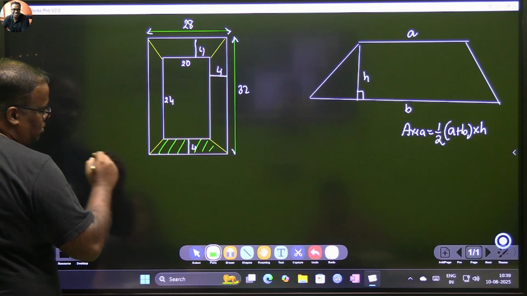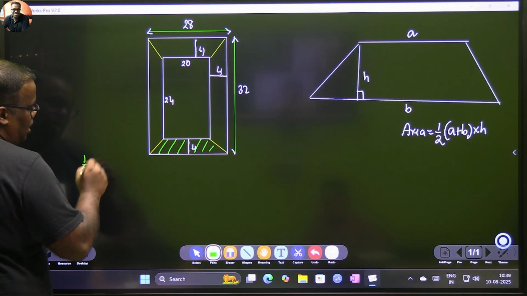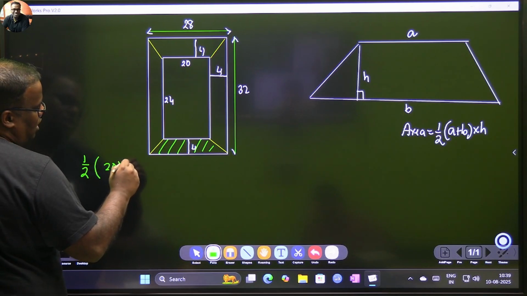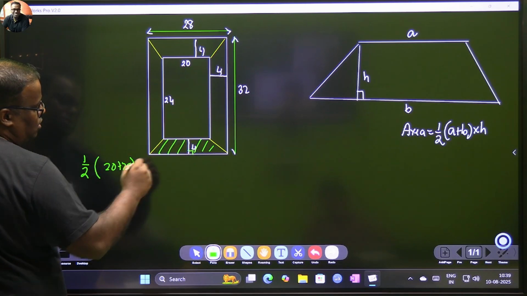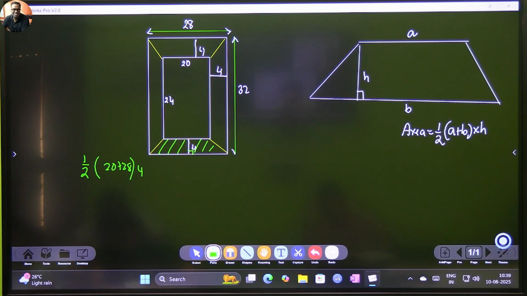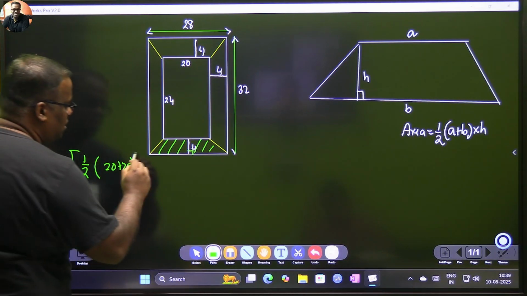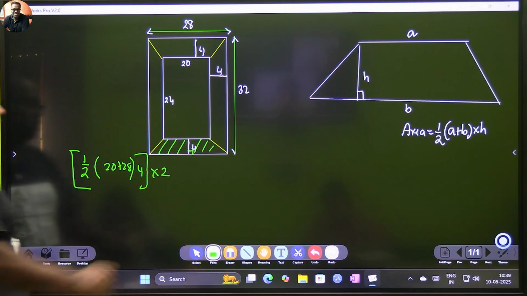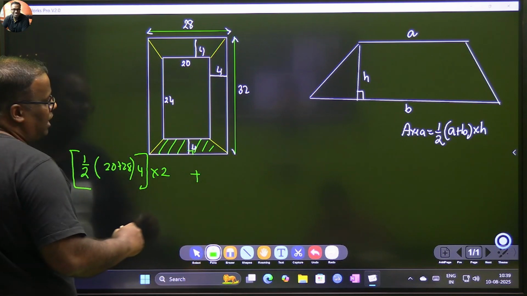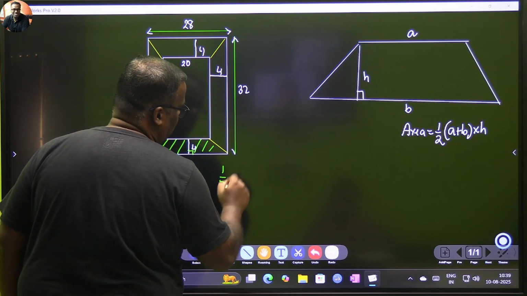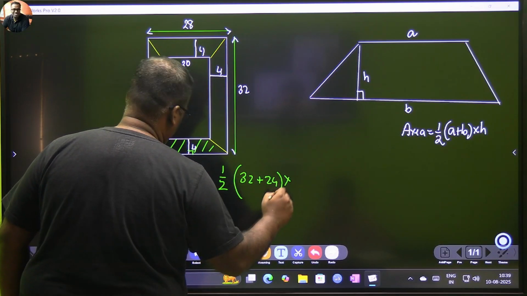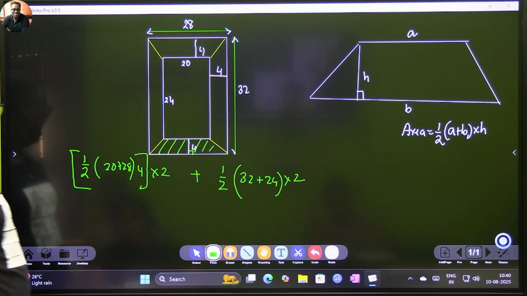The area of this bottom trapezium will be half into the sum of the parallel sides. So the parallel sides are how much? 20 plus 28, multiplied by the perpendicular distance, which is 4. Did you understand this part? How many trapeziums of this type do we have? 2 trapeziums. Agreed? And with this we add up what? We add up this trapezium, which is half into the sum of the parallel sides, 32 plus 24, multiplied by the perpendicular distance between them.